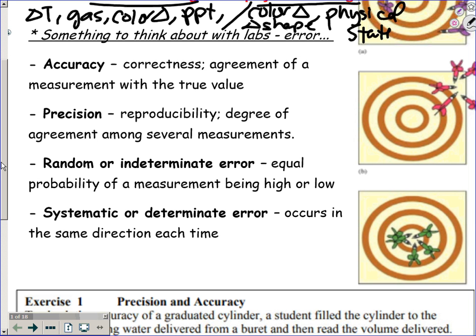So a scale could measure 0.2 grams lower than it should, and it can again measure 0.2 grams higher than it should. And so you have an equal probability of that measurement being high or low. That's why it's called random.